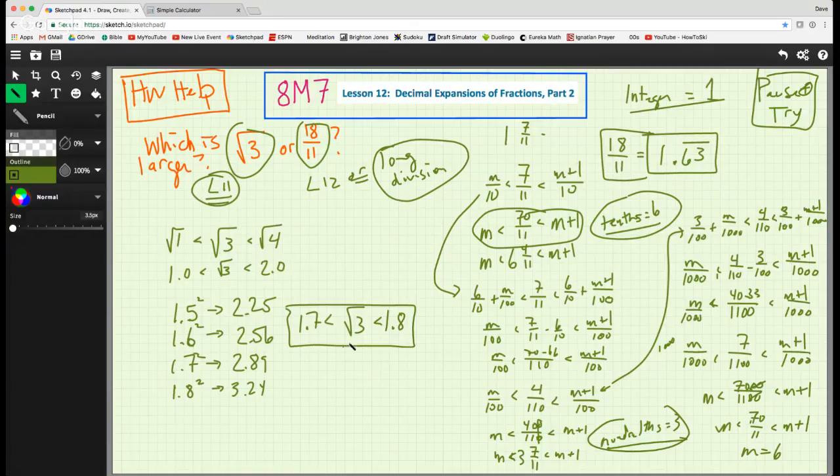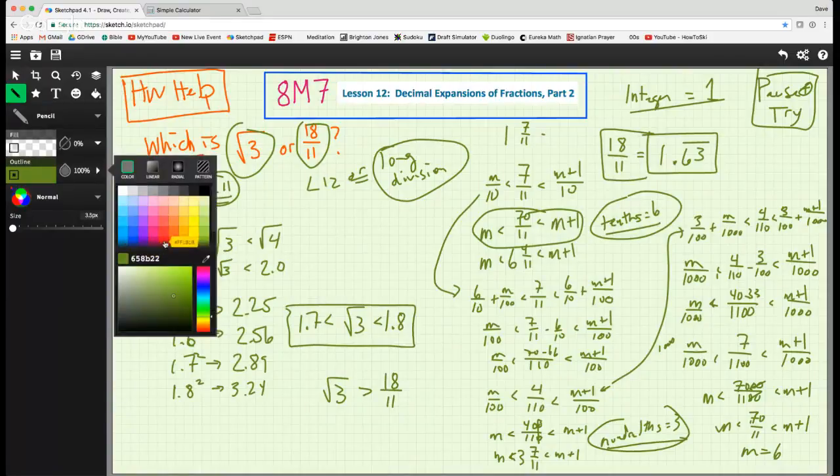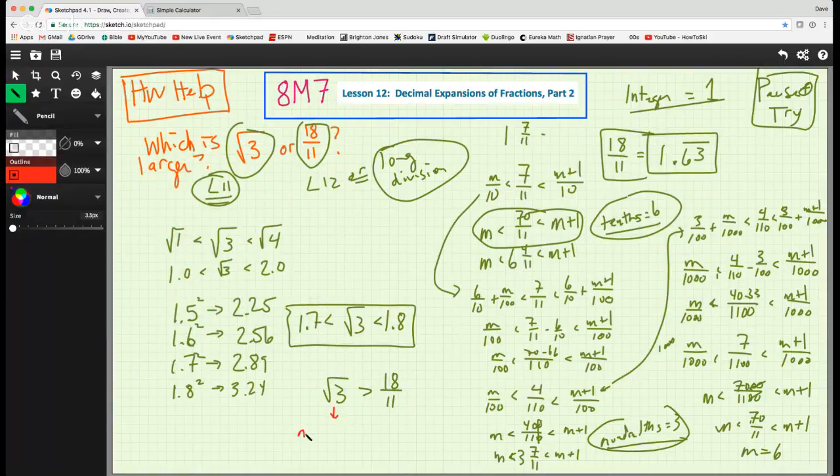So we know the square root of 3 is bigger than 1.7, and 1.7 is bigger than 1.63 repeating forever. So we know that the square root of 3 must be greater than 18/11ths. Here, let's just do this. This is more than 1.7, and this is less than 1.7. So square root of 3 is greater. So let's happy cat that.